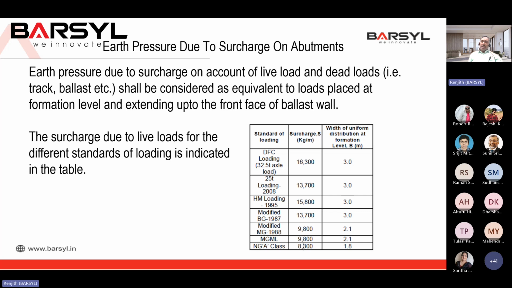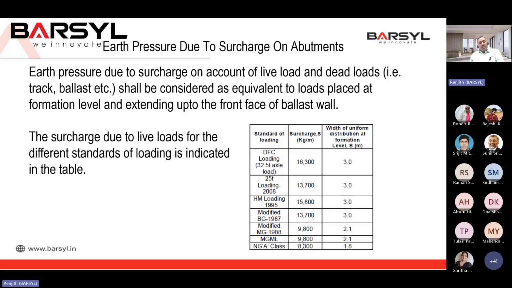That is dead load surcharge, and when a train is passing on top of the structure or top of the abutment, what happens? It will also exert an additional load in addition to the earth pressure. That is called surcharge. The surcharge is of two types: the dead load surcharge, and the other is live load surcharge. Live load surcharge we cannot directly calculate. So railway has given how much we need to account in the analysis.